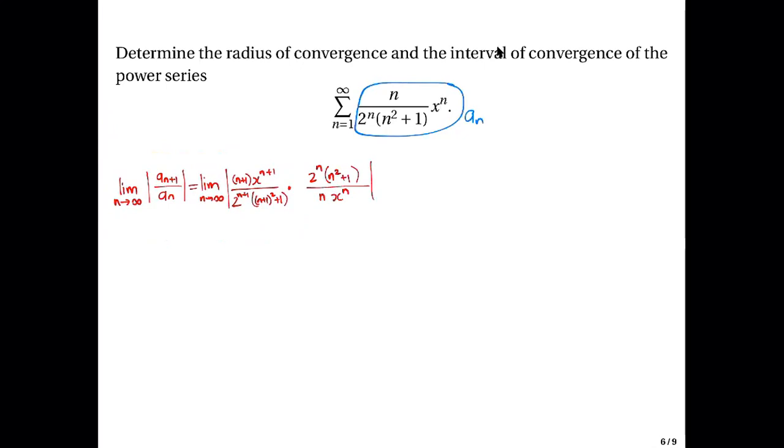Okay. And then in here, you have 2 to the n and then the 2 to the n plus 1 in here. So 2 to the n will cancel. Here you have x to the n plus 1, and then you have x to the n, and therefore your x to the n will cancel. So this guy here, we can simplify into the limit as n approaches plus infinity of x over 2 in absolute value.